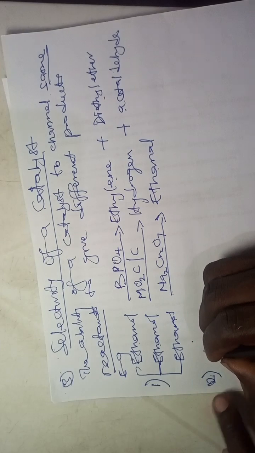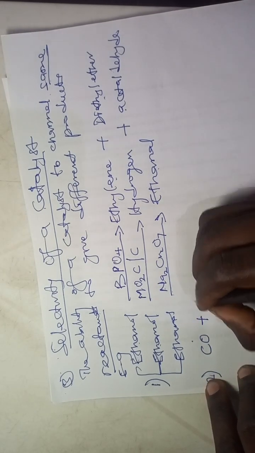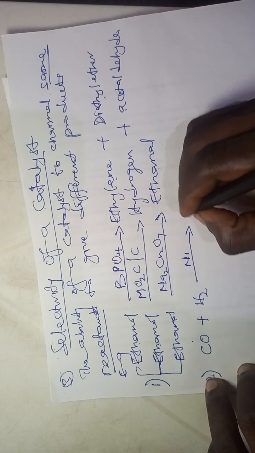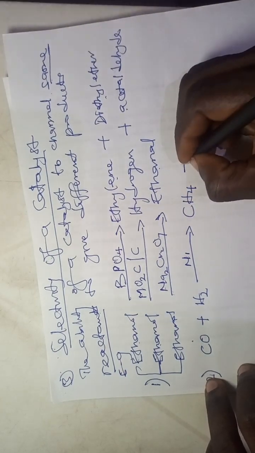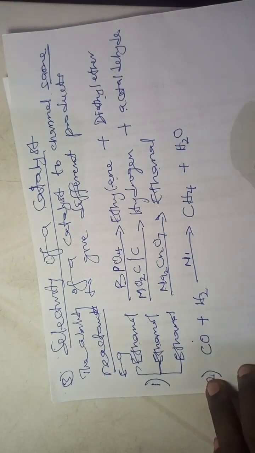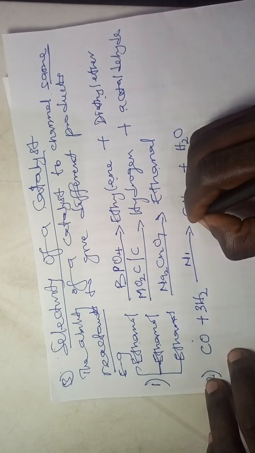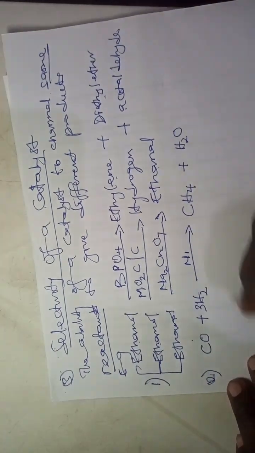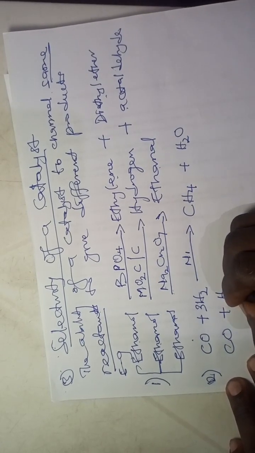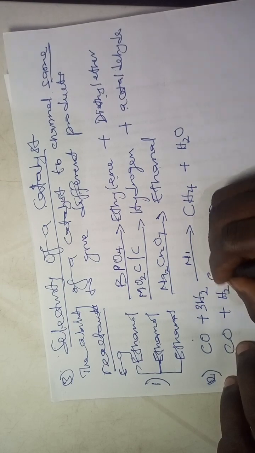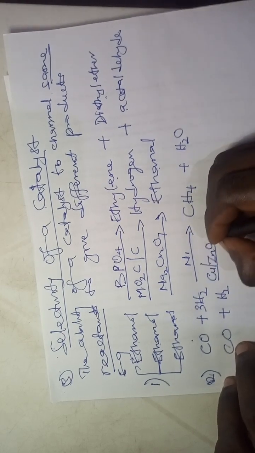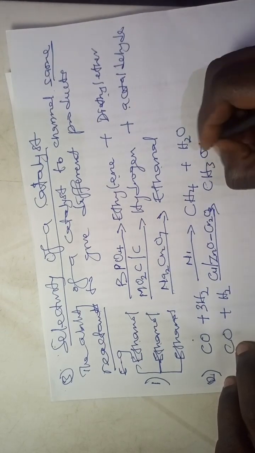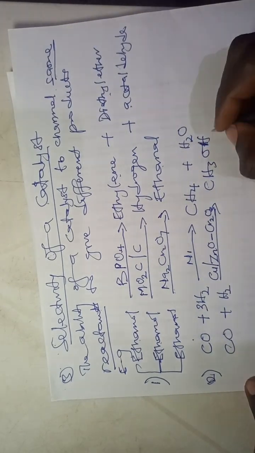In the reaction between carbon monoxide and hydrogen, if you catalyze this reaction with nickel catalyst, you will obtain methane and water. You balance the reaction. I think it is balanced this way. Yes, it's balanced. So if you use the same reactant and you change the catalyst to a mixture of zinc oxide and chromium oxide, you are going to have methanol. Methanol will be the product obtained.